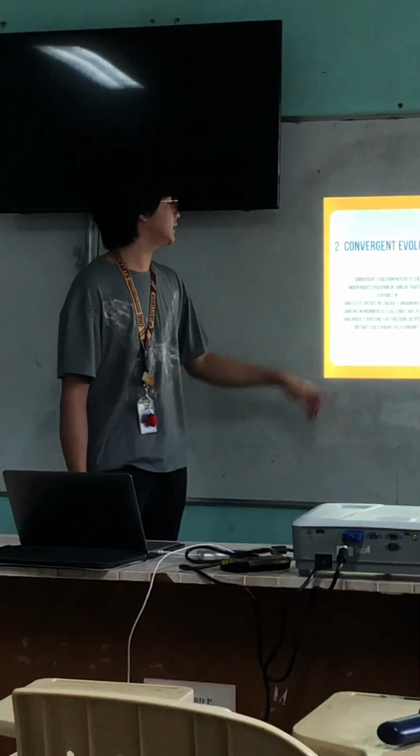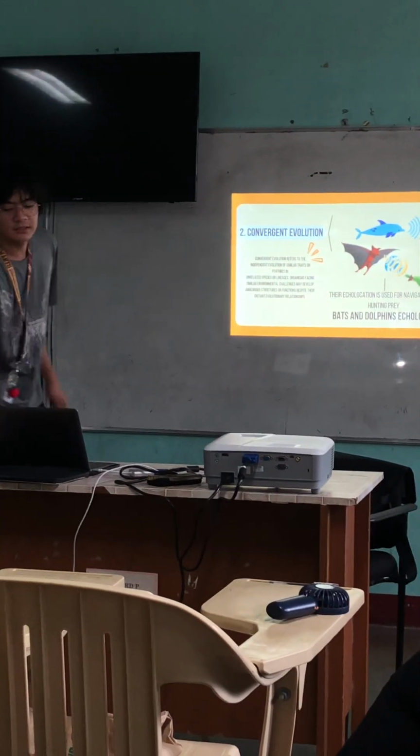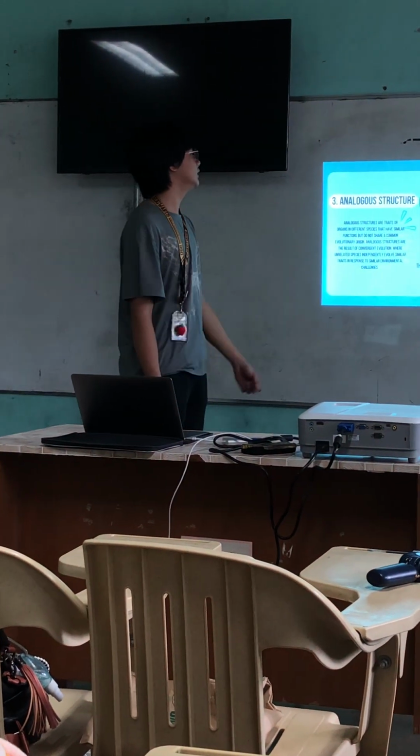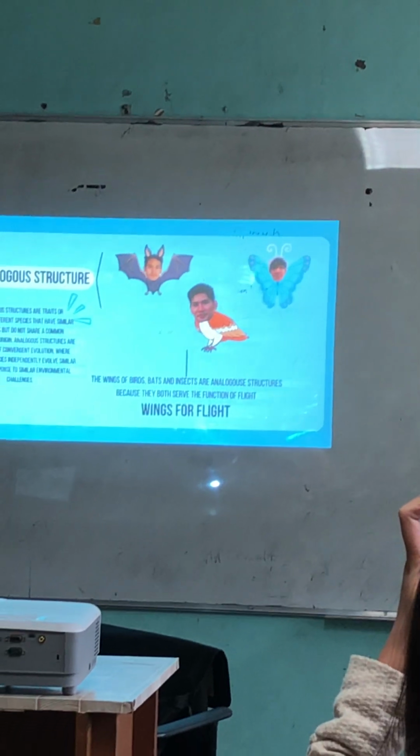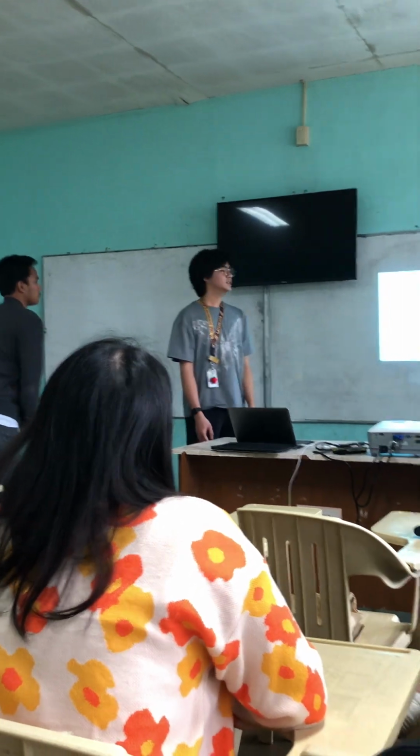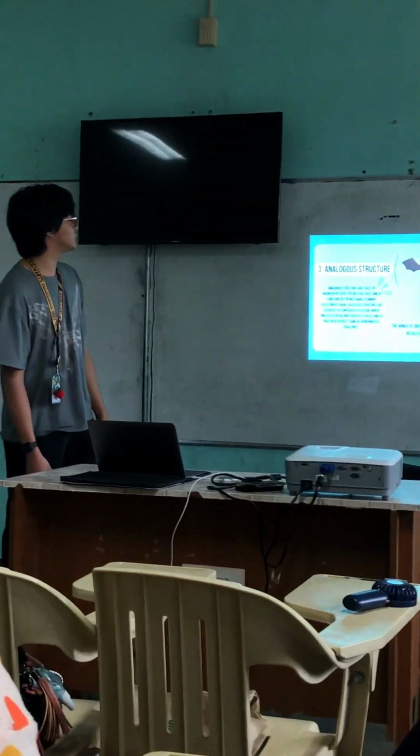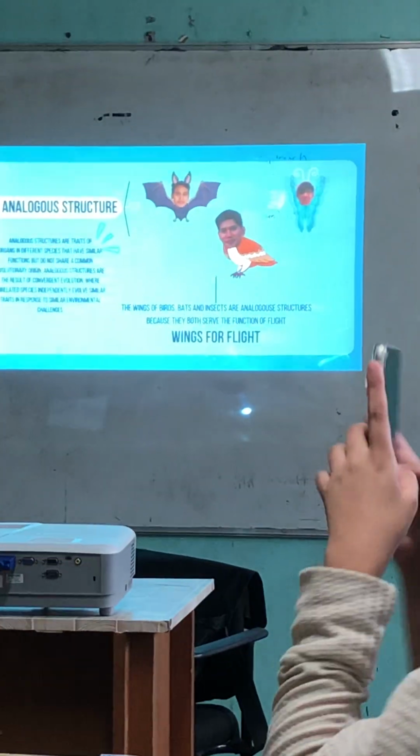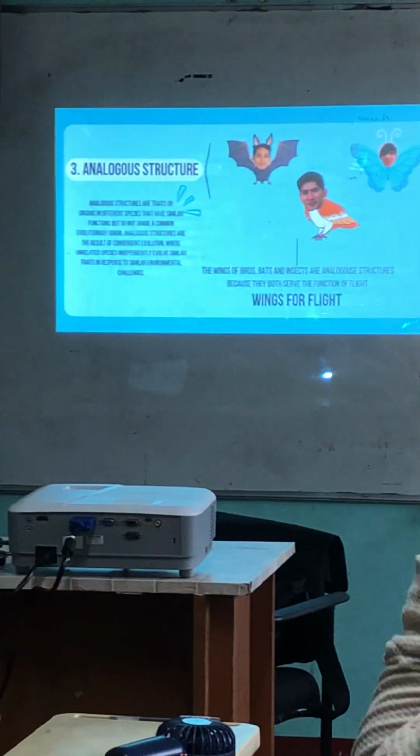Ang result ng convergent evolution ay sa mga species ay makakadevelop sila ng analogous structure. So, ito yung analogous structure. Analogous structures are things or organs in different species that have similar functions but do not share a common evolutionary origin. So, analogous structures are the result of convergent evolution, where unrelated species independently evolve similar traits in response to similar environmental challenges.